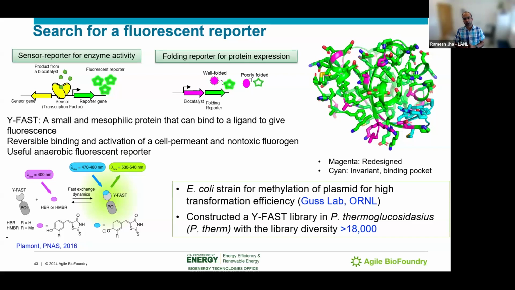So basically, we used YFAST as a starting point and constructed a library of around 18,000 different variants in a thermophile called Parageobacillus thermoglucosidasius. And this was made possible by having an intermediate step of methylating the plasmid library using a strain that was developed at Oak Ridge in Adam West's lab. Next.